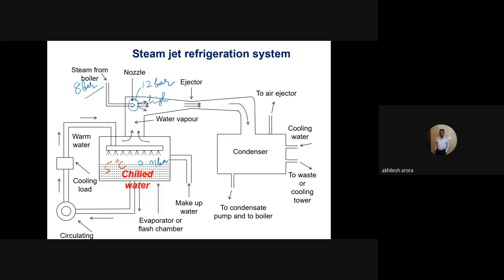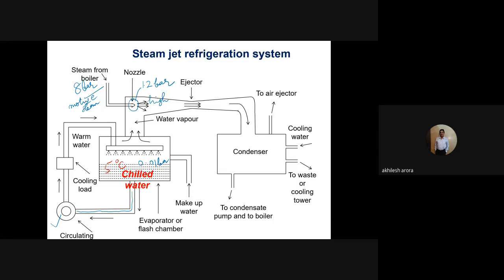So the steam which is coming from the boiler is known as motive steam. Okay. And here the chilled water, which is at 5 degrees Celsius, is being circulated with the help of a circulating pump to the cooling load.